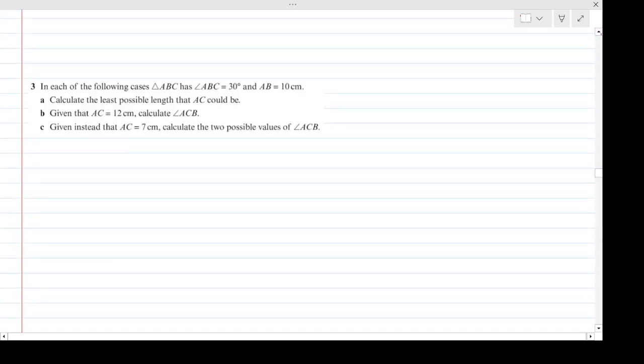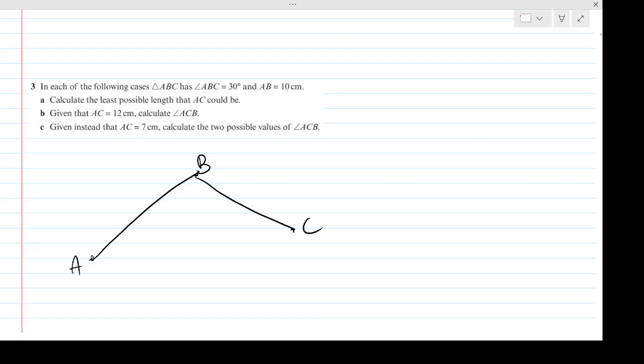Anyway, let's have a look at this question then. We are told in each of the following cases, triangle ABC has angle ABC and AB is 10. So again, let's draw a sort of situation. A is here again, B is there, C is there. So AB is 10. Angle ABC, that's the angle at B, that's 30.